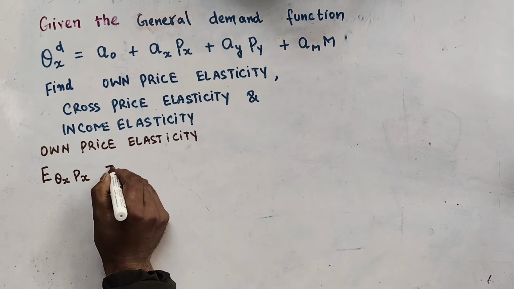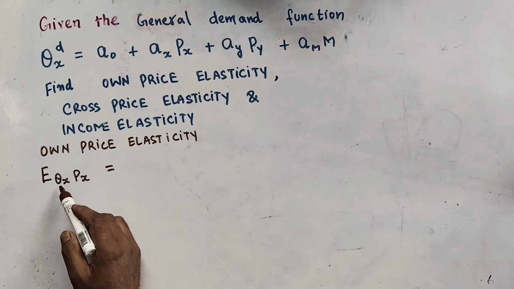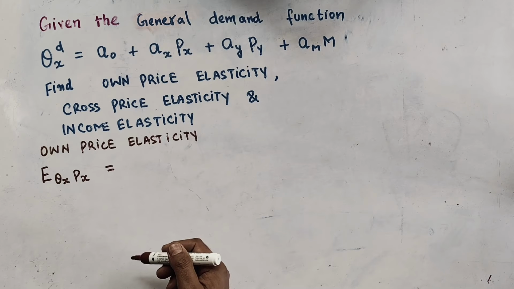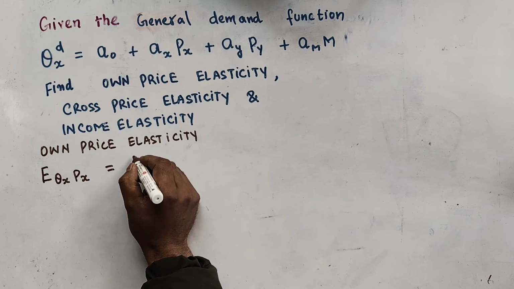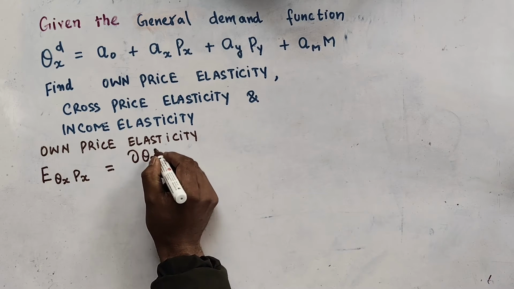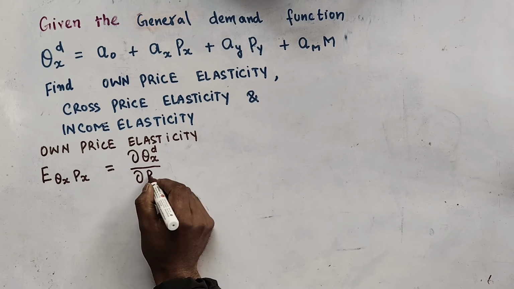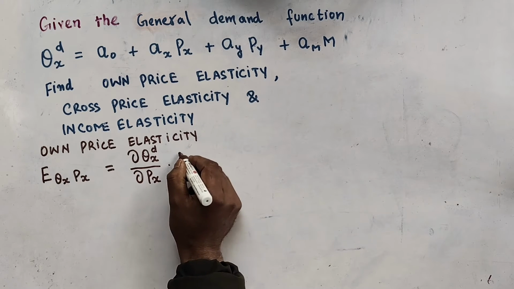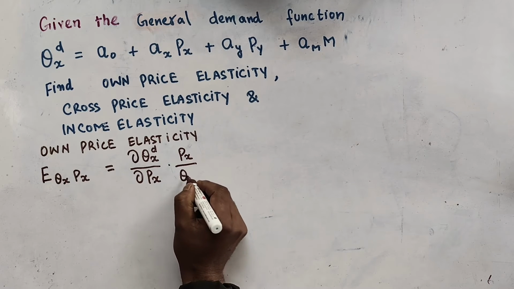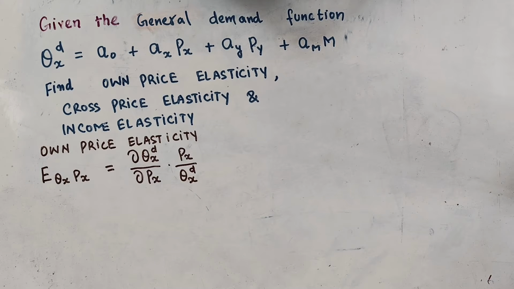It simply tells us the elasticity of demand between quantity demanded of good X due to the change in the price of good X. It is equal to the change in the quantity demanded of good X due to the change in the price of good X times price of good X upon quantity demanded of good X at that price, that is Px.